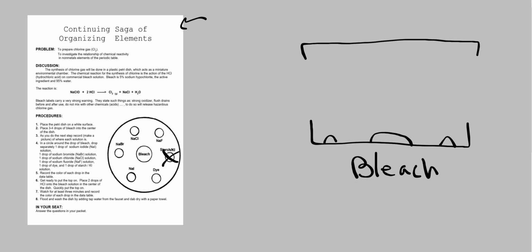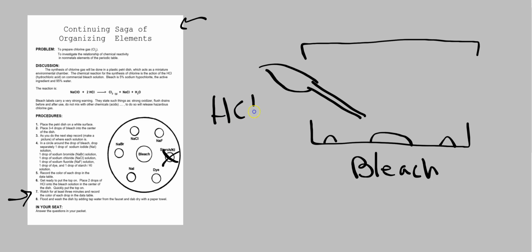Once you have all of these ready to go, and the instructions will tell you to do this, once all the dots are in there, then you'll take a pipette. Probably going to be ugly. Oh, not that bad. This pipette will have HCl in it, and you're going to add the HCl directly to the bleach.